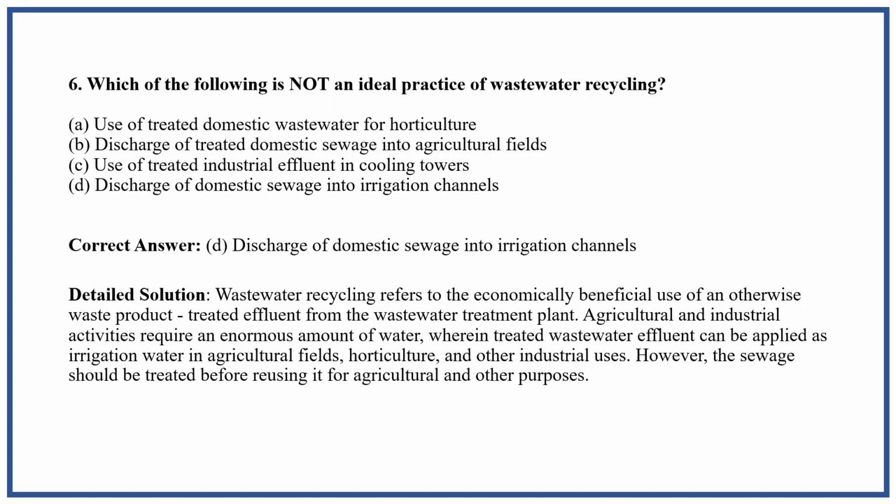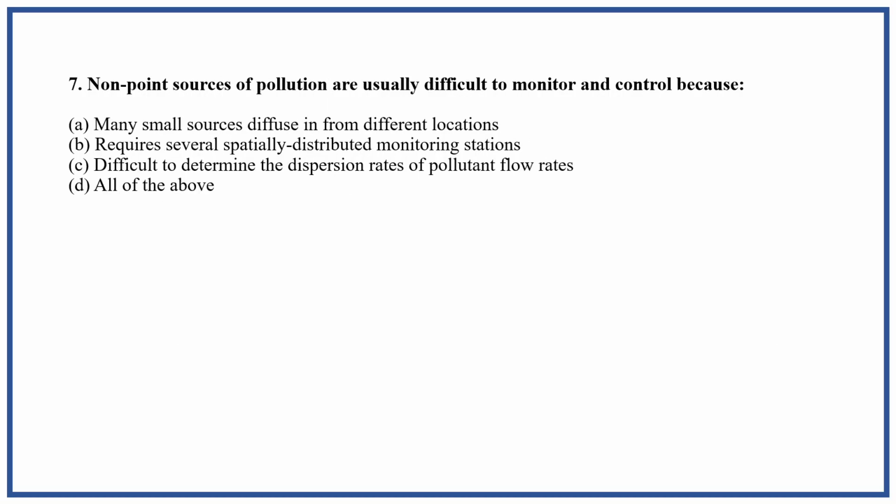Because the rest of the three is talking about treated domestic wastewater. So we can use treated domestic wastewater for horticulture, for agriculture, and even for cooling towers. But if we are discharging directly the domestic sewage into irrigation channels, it is not a proper practice.